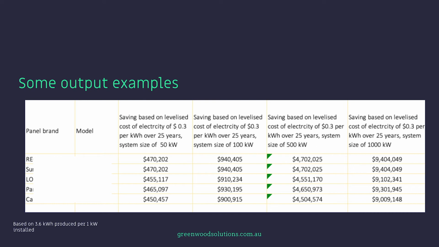In this situation, I've assumed a savings based on a levelized cost of electricity of 3 cents per kilowatt hour over 25 years, and then a system size of 50 kilowatt, 100 kilowatt, 500 kilowatt, and 1000 kilowatt. In other words, 1 megawatt. And you can see the difference in the savings.